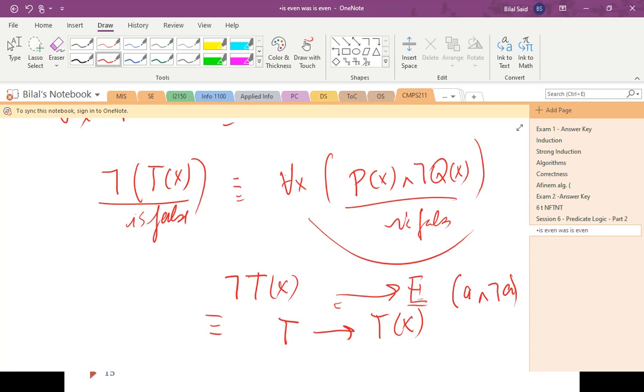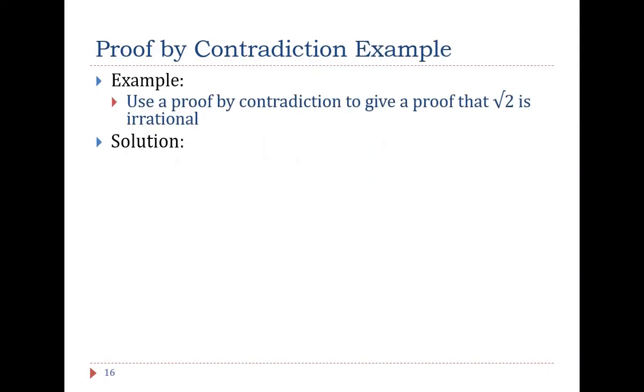Okay, let's do it with an example. Use the proof by contradiction to give a proof that square root of 2 is irrational. You know what an irrational number is. So instead of talking about all irrational numbers, you can assume that square root of 2 is rational, and then check whether this would lead to a certain contradiction. Do you get the point?